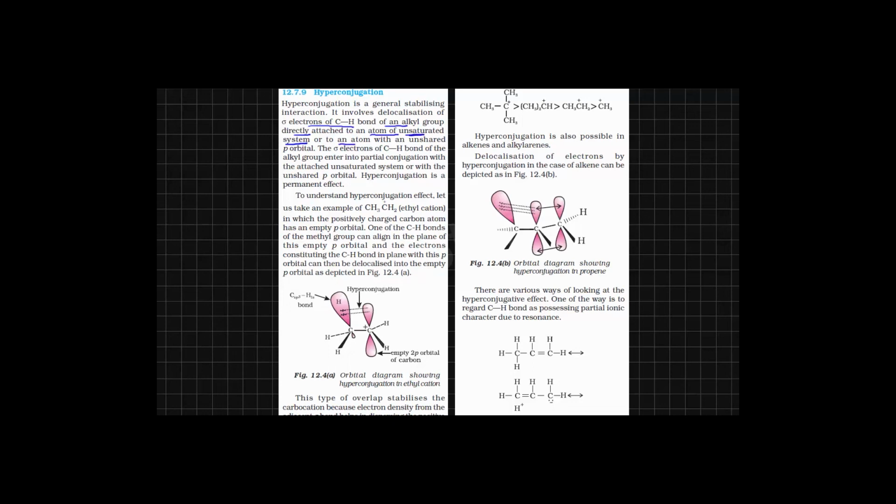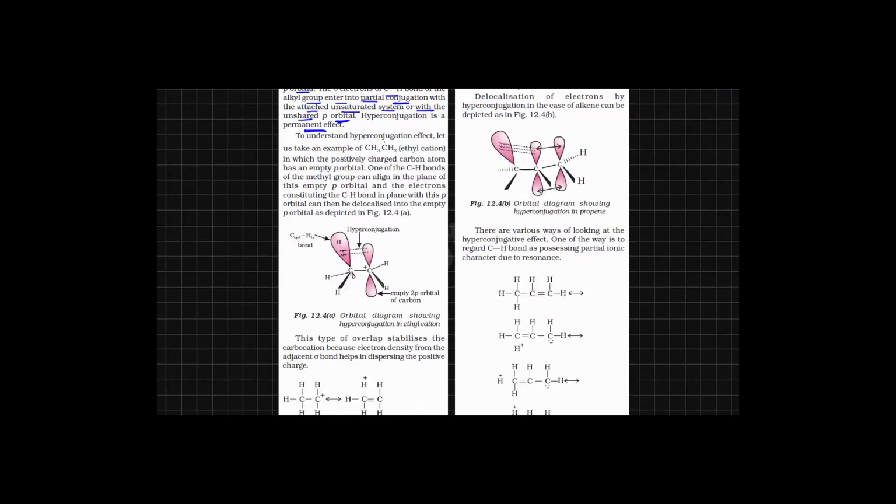or to an atom with unshared p orbital, like in case of carbocation, it had an empty p orbital. The sigma electrons of CH bond of the alkyl group enter into partial conjugation. This simply means they are sharing electrons with the attached unsaturated system or with the unshared p orbital. Hyperconjugation is a permanent effect.